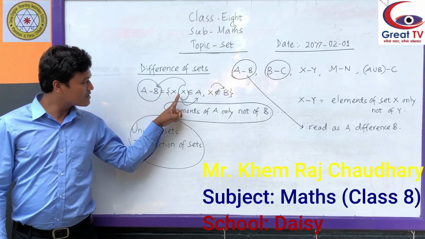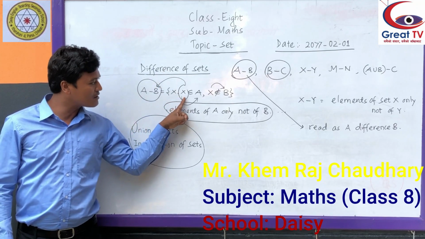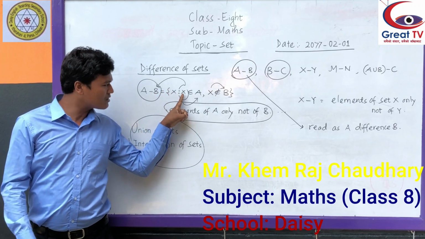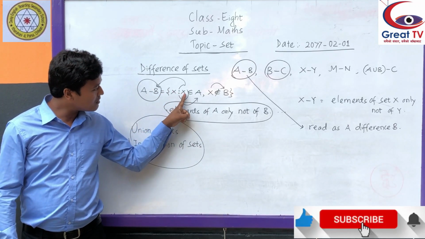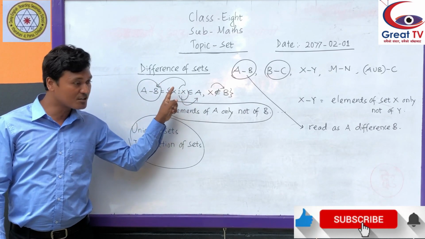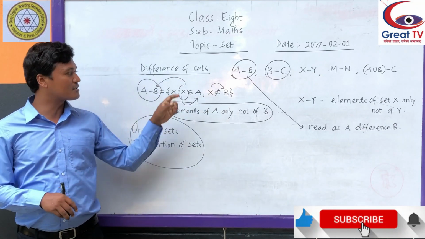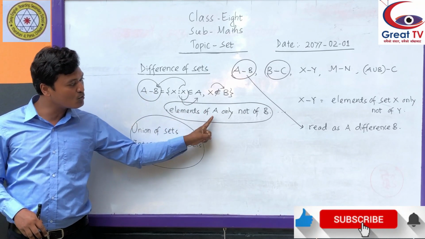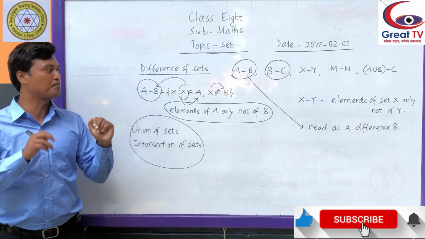I repeat, it means x belongs to A. It means all the elements of set A difference B are represented by the letter x. Here I have written this set by using the set builder method. They belong to A, but they do not belong to set B. It means simply we can say set A difference B means elements of set A only, not of B. Elements of set A only, not of B.